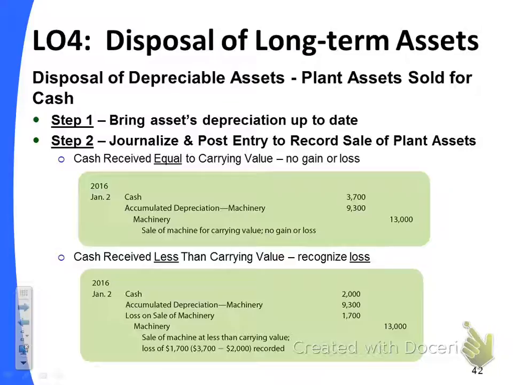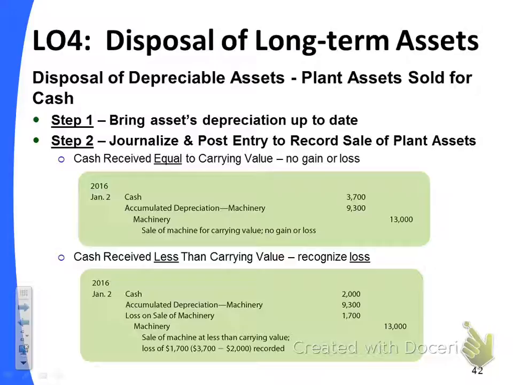Now cash received less the carrying value is going to recognize the loss. So in this particular entry below, we see that they got in cash of $2,000. We're going to again get that $9,300 off the books. And because we only got in cash of $2,000, we're now recording a loss of $1,700, because what was our carrying value on the books? $3,700. So if we only got in $2,000, we're recording a loss of $1,700.